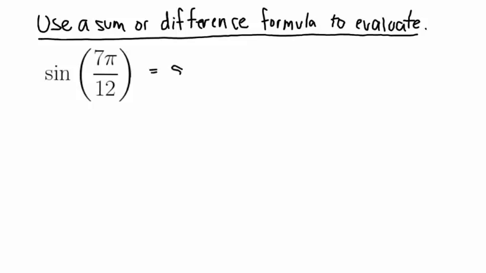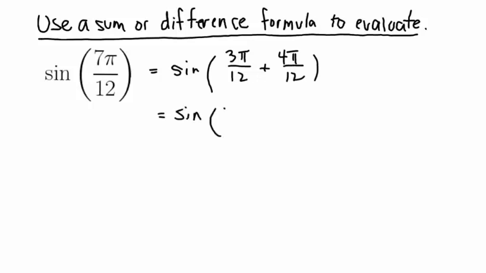Now remember, our first step is to try to rewrite our angle on the inside in terms of two angles that we know how to evaluate. In this case, 7 pi by 12, we can rewrite this as 3 pi by 12 plus 4 pi by 12. And the reason we choose these ones is because 3 pi by 12 simplifies to pi by 4, and 4 pi by 12 simplifies to pi by 3. Now we can apply the addition formula for the sine of two angles.